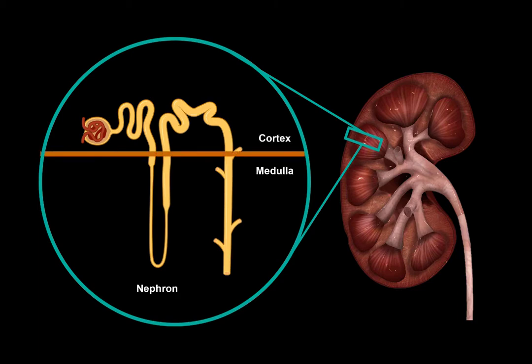And if we divide the nephron like this, you will see that parts of it lie in the cortex and parts of it lie in the medulla. So the renal cortex is composed of the renal corpuscle, the proximal convoluted tubule, and the distal convoluted tubule.